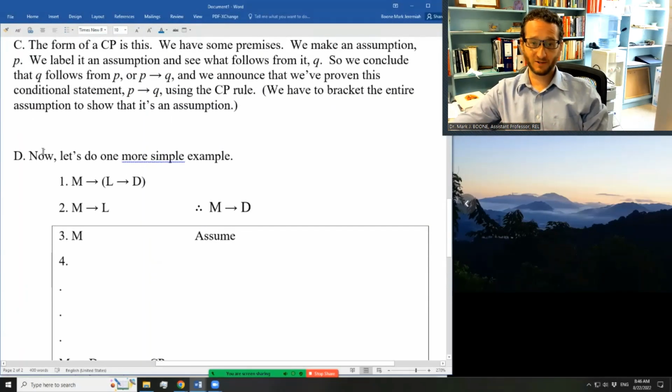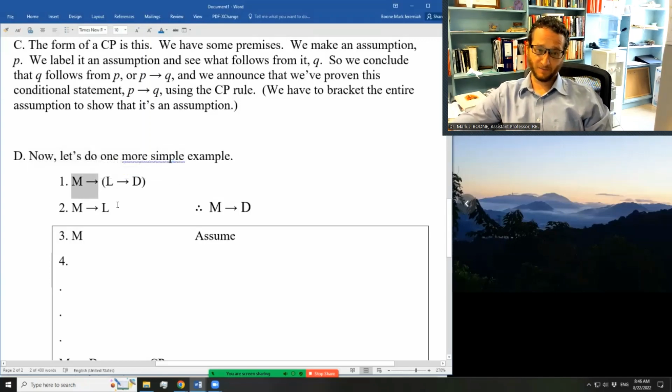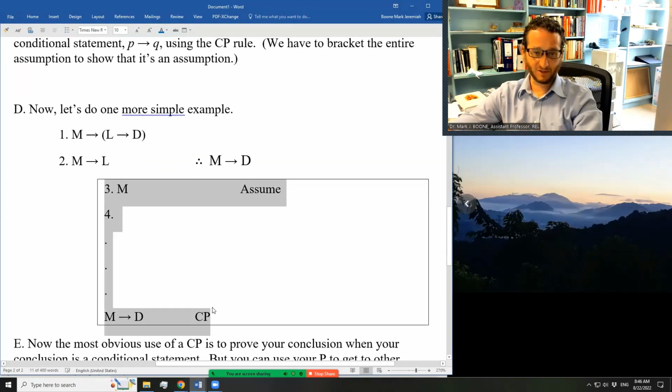Now let's do one more simple example. If M, then if L, then D. Also, if M, then L. Therefore, if M, then D. Now, how do you prove that? Well, we can make a temporary assumption. Let's go ahead and tab it over as well as bracket it.